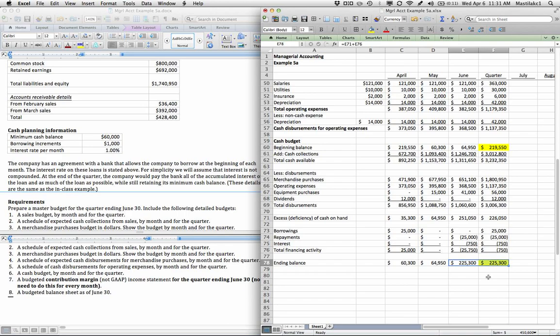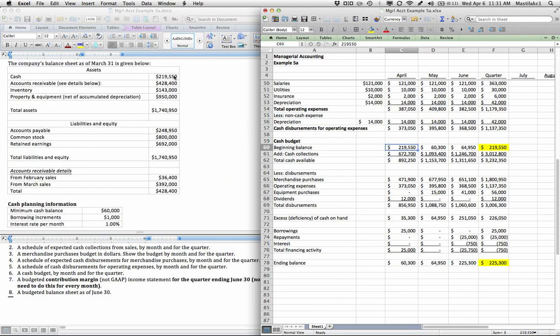So that's our cash budget, starting with our beginning cash of $219,550, which is what we had at our March 31st balance sheet, going through all the increases and decreases in cash we expect for the quarter. And we should end June 30th and end the quarter at the same amount of cash because, of course, those are the same time period. So whatever we have on hand at the end of June will be our ending balance for the quarter.